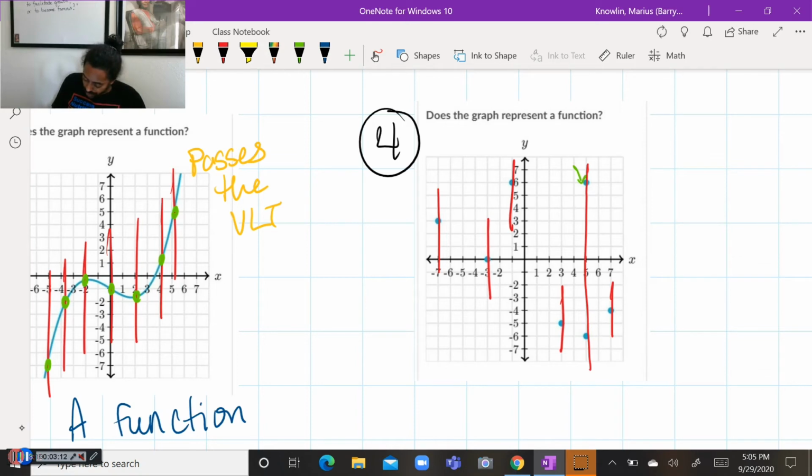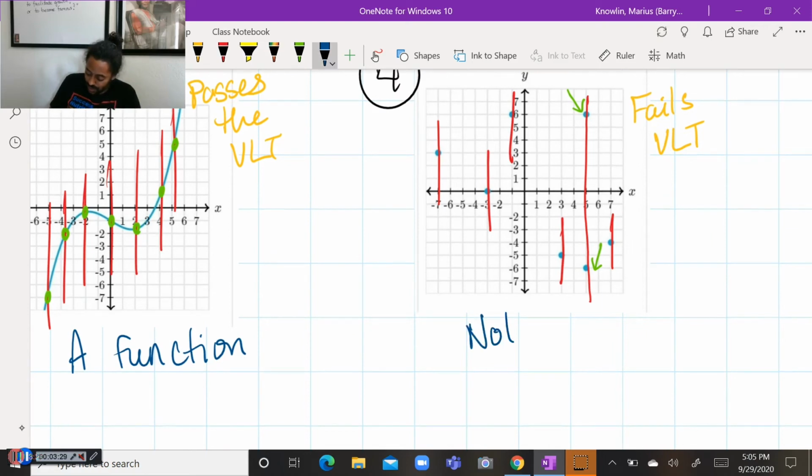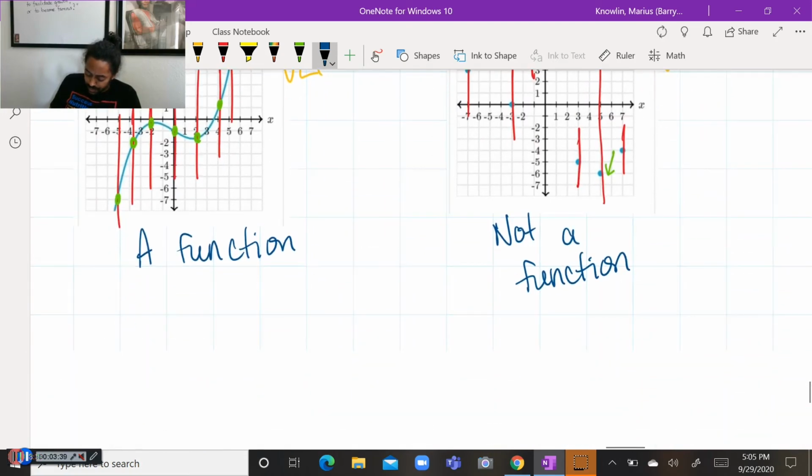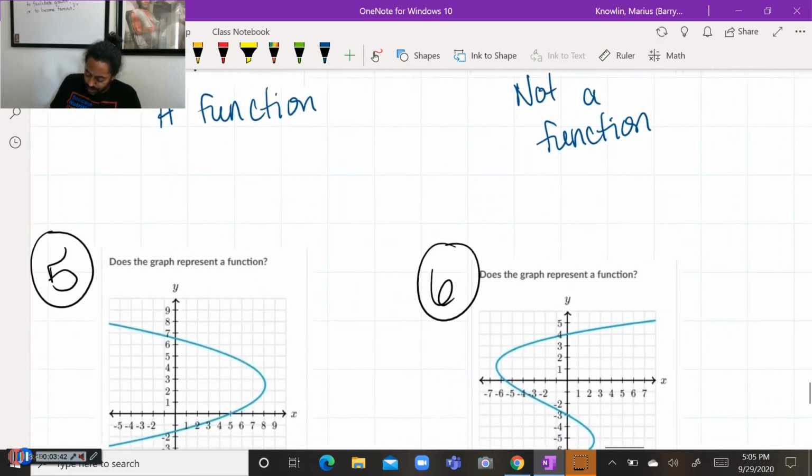So those 2 points, because the vertical line touches 2 points at the same time, this is said to not pass the vertical line test. So we say fails vertical line test, which means that it is not a function. Alright, because it basically touches the graph in 2 places. Alright, now let's take a look at the last 2.